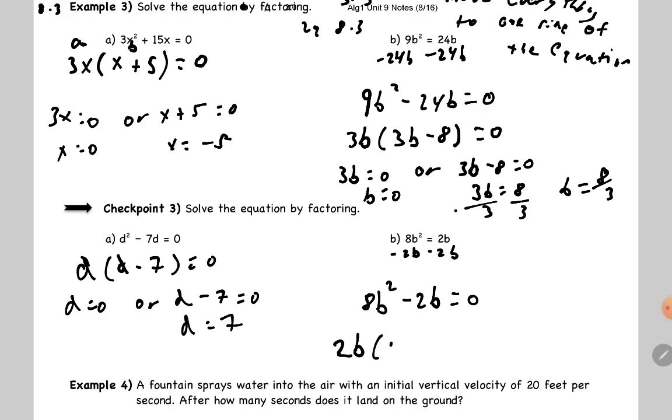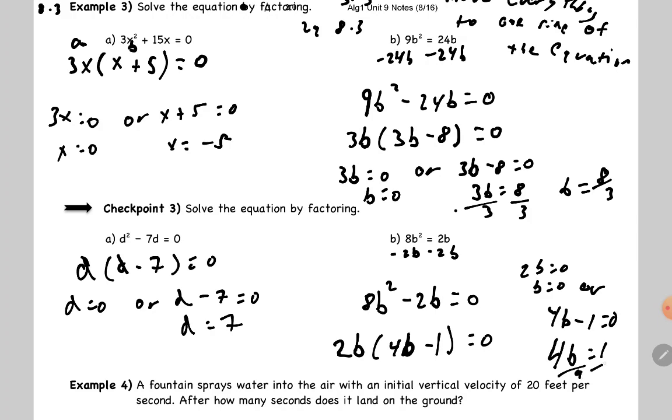8 divided by 2 is 4, and if we take away a b, we have 1 left over. Factor out a 2 from 2, that becomes 1, and then factor out a b, so we just have 4b minus 1. So either 2b is equal to 0, so b equals 0, or 4b minus 1 equals 0. Add 1 over, we'll get 4b equals 1. Divide both sides by 4, and we'll get b equals 1/4.